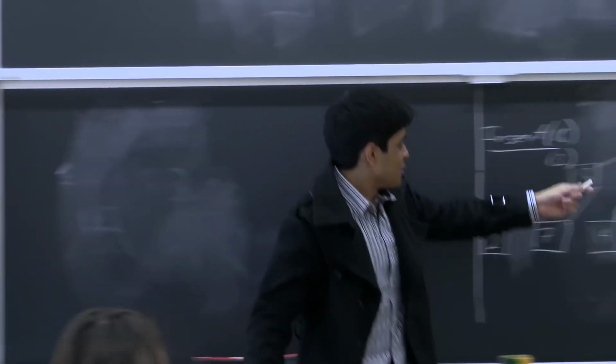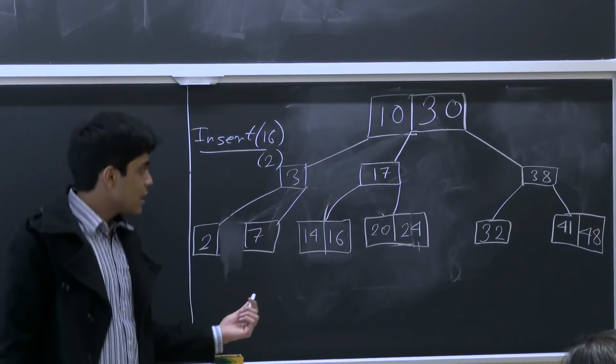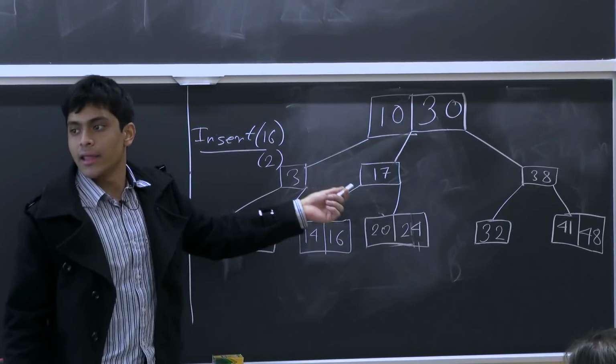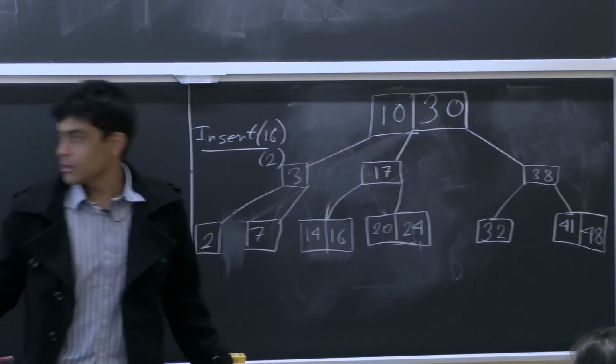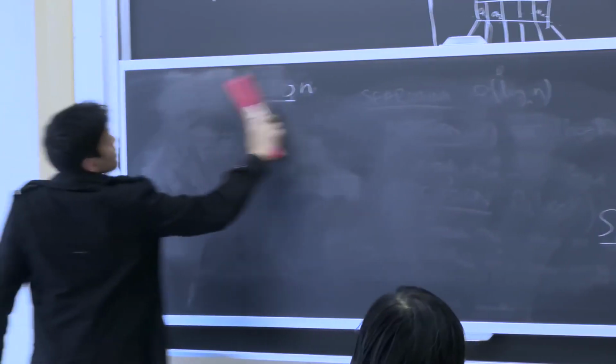Thank you. So you are going down to the leaves at most once, and you're going back up once. So it's like log n plus log n, and you're good. Okay. Clear? Okay. Let's do deletion.